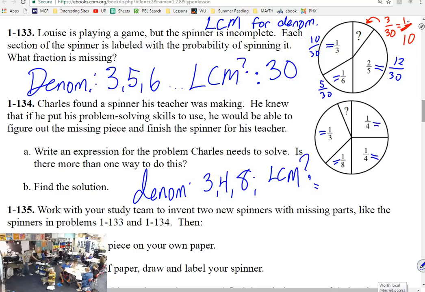Ava, help me out with 3, 4, and 8. What's your common denominator? No, we just we don't need yeah, least. 24. Yeah, we do. But we just need an expression for the problem we're trying to solve. So, wait, are we just gonna write 1/3 plus 1/8 plus 1/4? Yeah, we can write that.